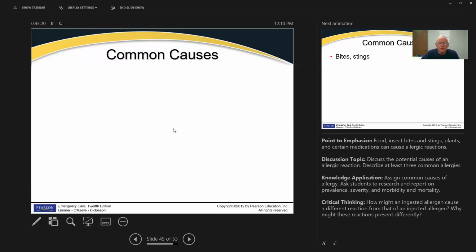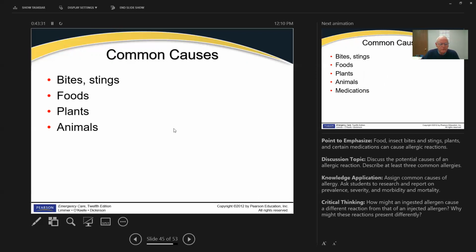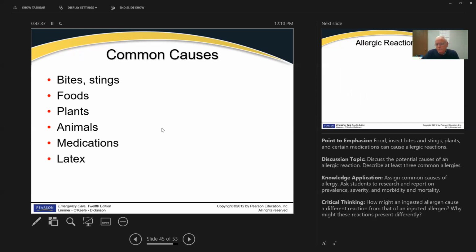Okay, so common things: allergens, bites, stings. People could be allergic to certain foods. You know, nuts are very, very common. Plants, animals, dander from pets, things like that. They can be allergic to medications. Latex, we don't use latex gloves anymore in medicine, at least we shouldn't be, because a lot of people have a latex allergy.